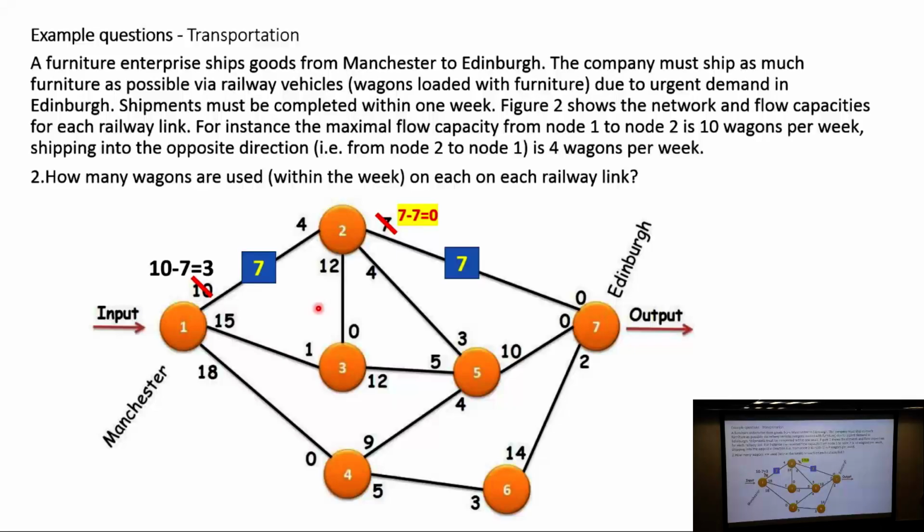And then we're trying to figure out another one. This is pretty easy: 1, 3, 5, 7. That's also possible. So 1 to 3 is 15, but this is 12, this is 10, so this is pretty easy to identify. So the maximal we can transport from 1 to 7 is just 10. And after that, we can subtract 10 from here and here and here.